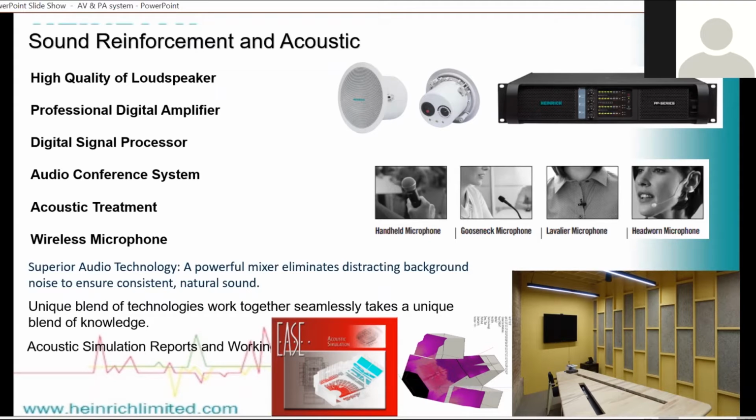Now in the sound system there are various equipments we have to use, like high quality lights, loudspeakers, professional digital amplifiers, digital signal processor, or we call this feedback suppressor, and audio conference system. We have already discussed acoustic treatment. Acoustic treatment is like, when you are designing any conference room, you have to consider the architecture or the materials used in the conference walls, ceiling, or on the floor.